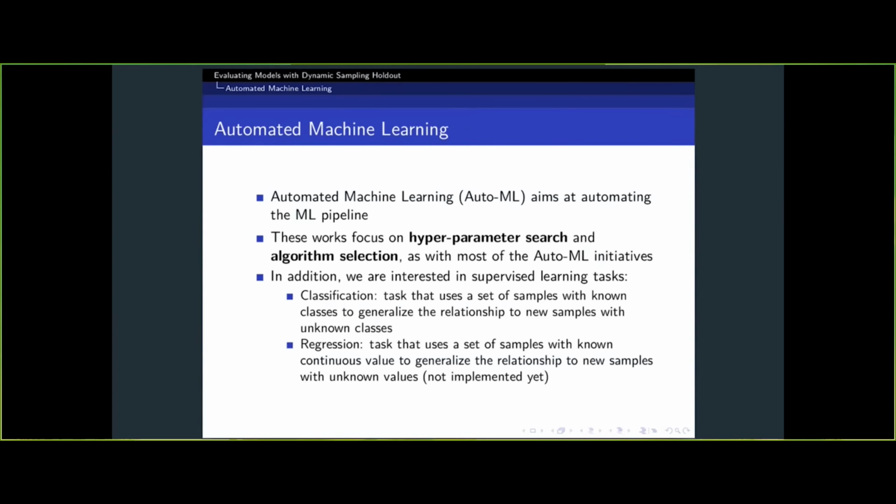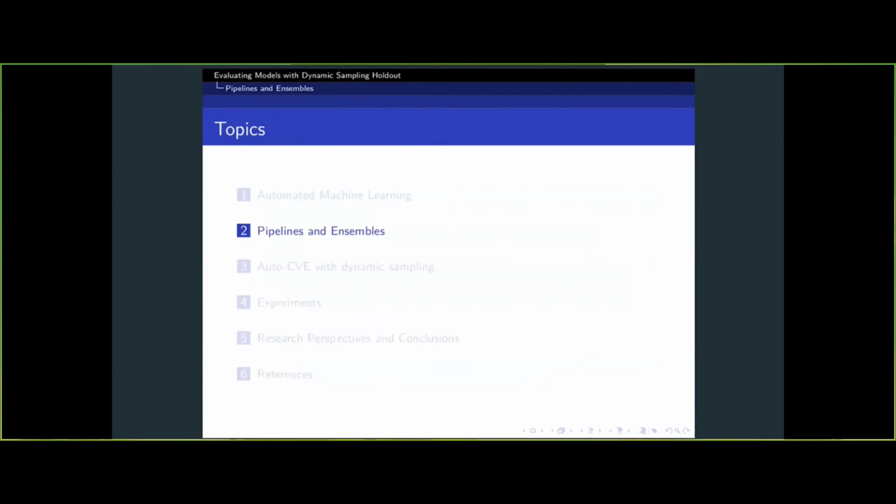Also, when we're talking about AutoML, we're talking about distinct steps such as cleaning the data and finding hyperparameters. But here, we focus on algorithm selection and hyperparameter search. In addition, we're talking here just about classification tasks, okay?